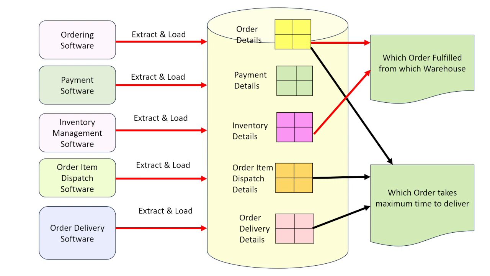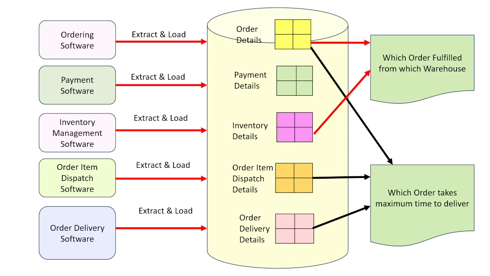So if I see this end-to-end architecture, I can see a lot of software systems on the left-hand side are involved, and most of them may have tabular data stored in a database or schema. So those transactional data have to be pulled out into the middle layer. So if you see, as per a hypothetical scenario, I have just created multiple tables. One is order, payment, inventory, order item dispatch, and order delivery. So these are the data warehouse tables where we will be loading the data.